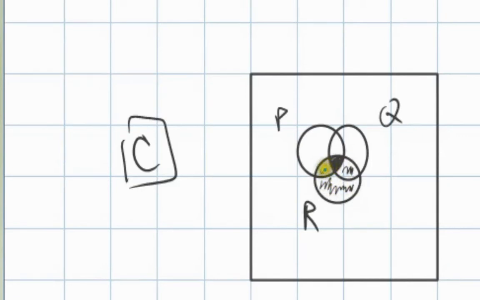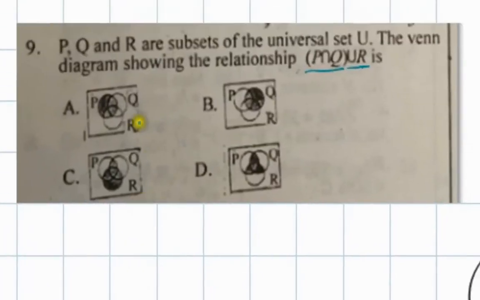So that's why this circle is covered. The R circle is completely covered because you're including everything of R and only where P and Q intersect, which is there. So that means that your option is C.